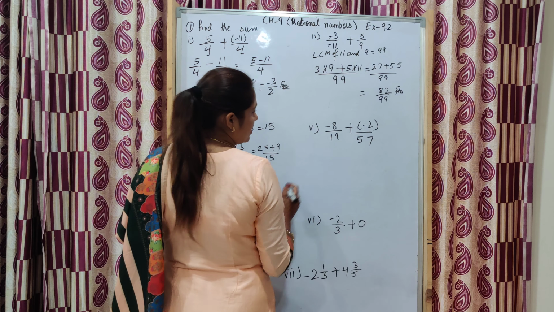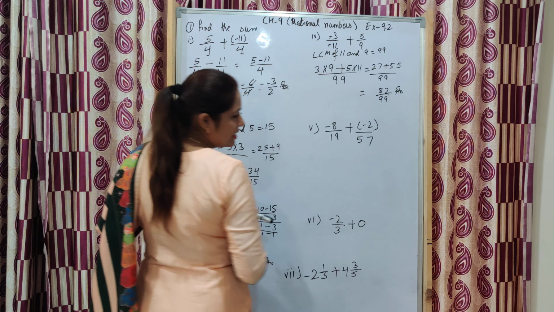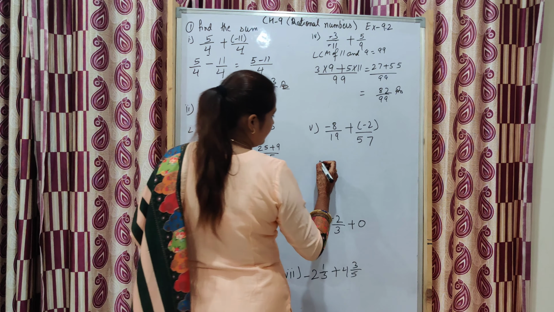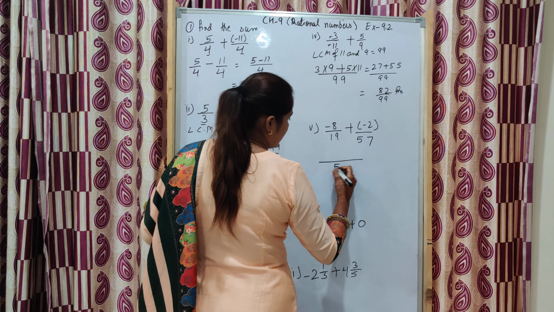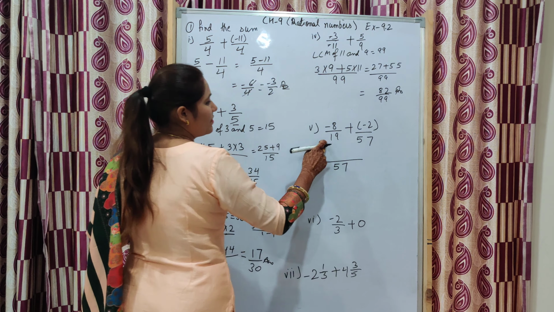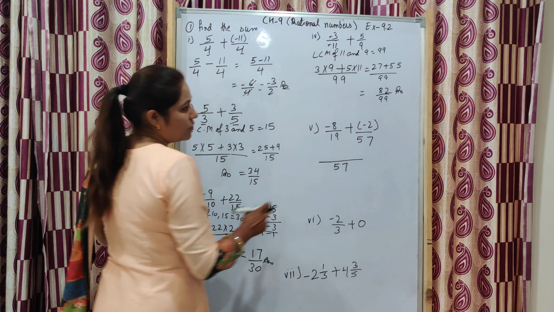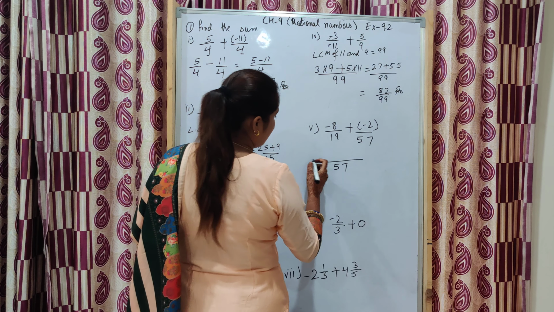Next, minus 8 upon 19 plus minus 2 upon 57. Plus, no need to change the sign. LCM of 19 and 57 is 57. So LCM is 57. Now 57 divided by 19, you will get 3. Then multiply with 8.